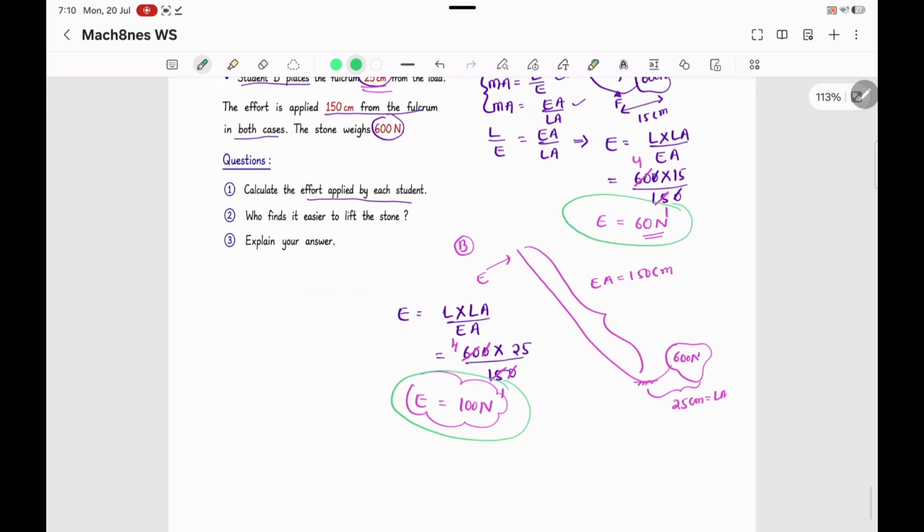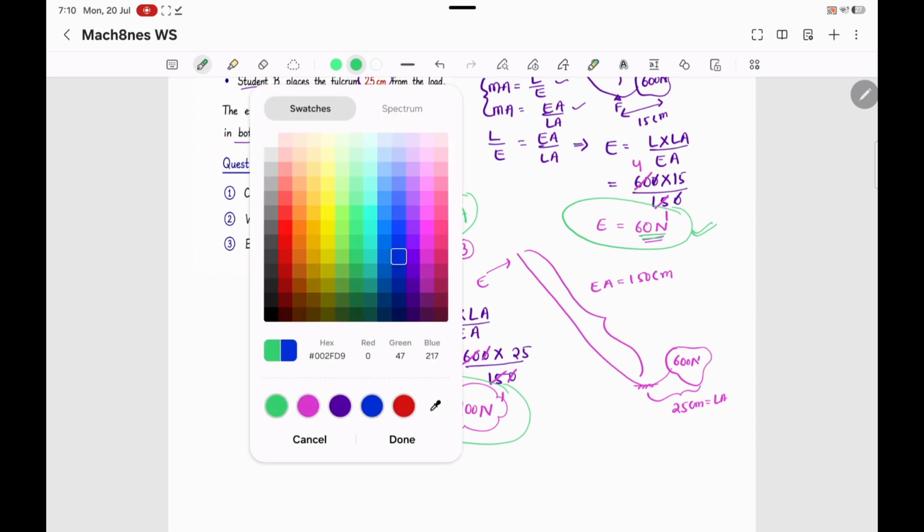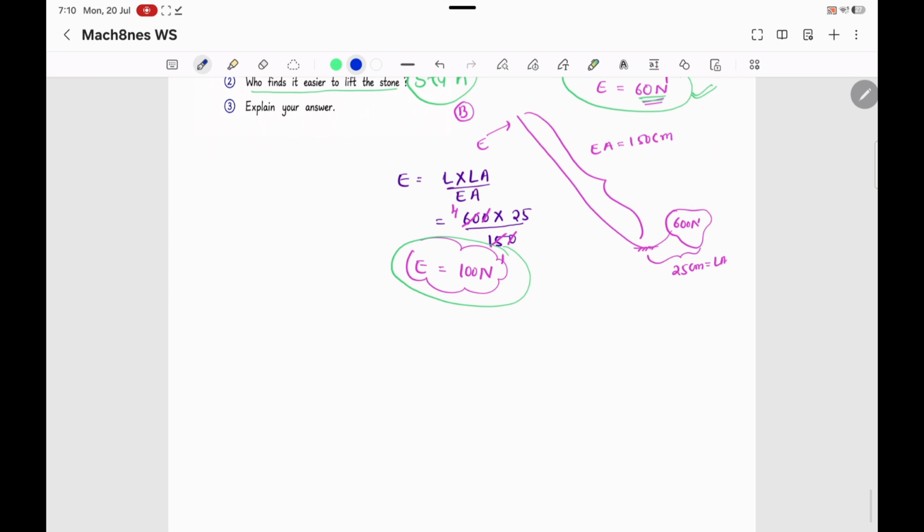So you need to discuss and decide in which case it is easier. Applying 60 newtons is easier. Okay, fine. Now the question 2. Who finds it easier to lift? Of course, obviously, student A. So here, student A finds it easier because he is applying 60 newtons only. Now explain your answer. Children, this is a very important part of the question.